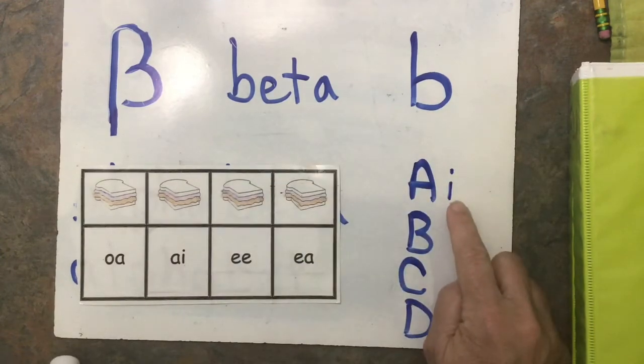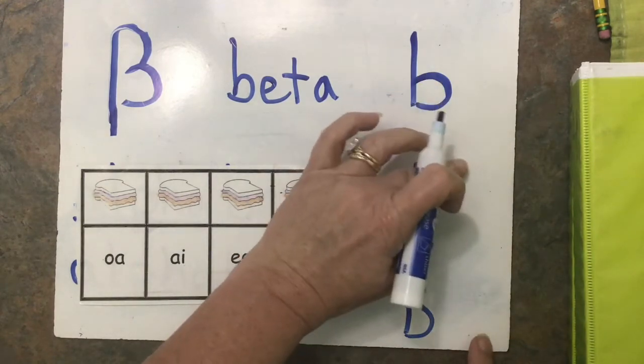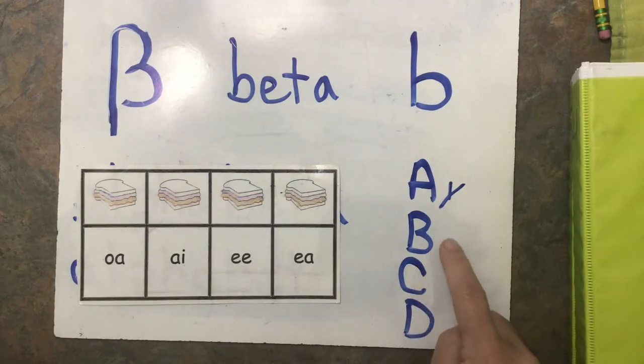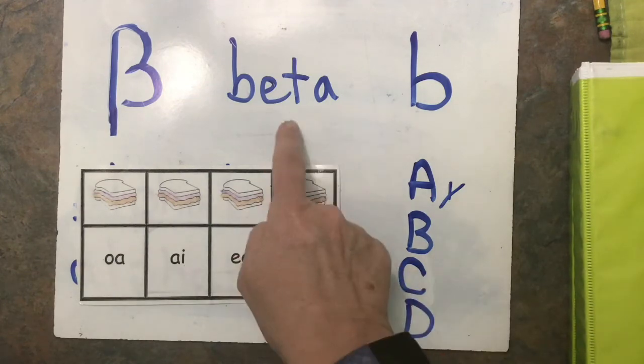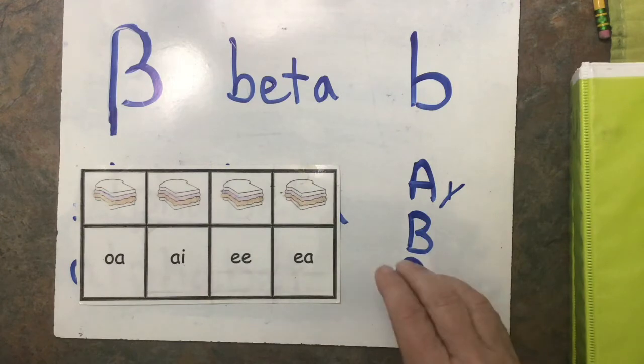Now, I can't leave an I hanging at the end of a word, so I'm simply going to go back and change it to a Y. So this is how we would spell A's name. Now, how would we spell B's name? This is beta. That's how they spelt it, but we spell it B.